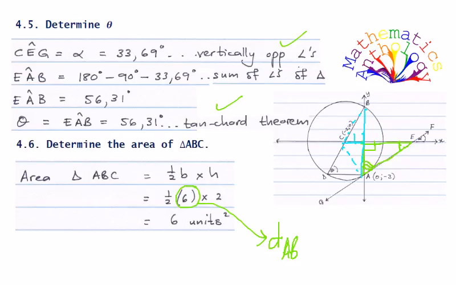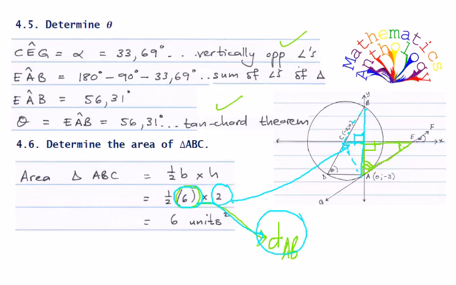But angle A in the green triangle, which is EAB, that angle is actually equal to angle D, which is theta, because of tan chord theorem, if you can see it. Angle EAB equals angle D, theta, because of tan chord theorem. That would make theta equal to 56.31 degrees. Okay, 4.6. Determine the area of triangle ABC.